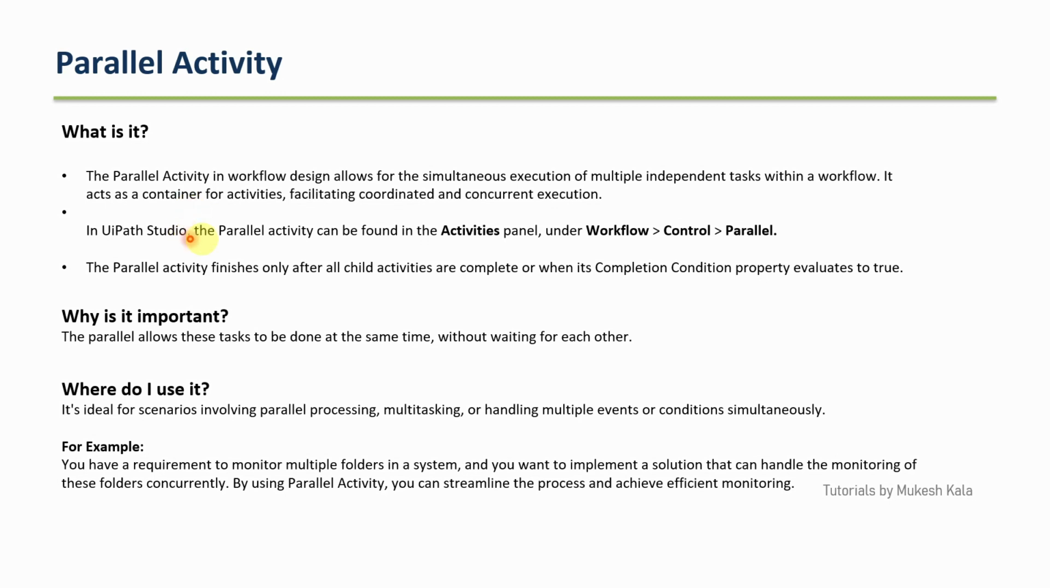In UiPath Studio, the parallel activity is found in the activity panel under workflow control, and you would have parallel. We are going to see it in a demo. The parallel activity finishes only after all the child activities are complete or its completion condition property evaluates to true. If you are using parallel activities in your automation, you have to make sure of this statement: the parallel activity finishes only after all the child activities are complete or the completion condition property is set to true.